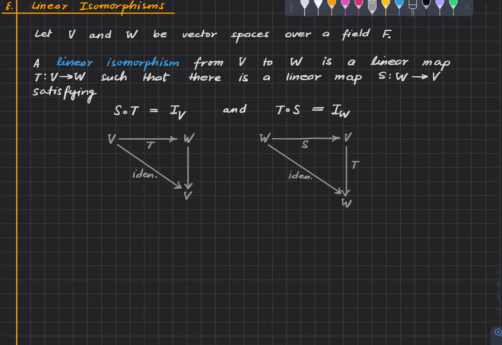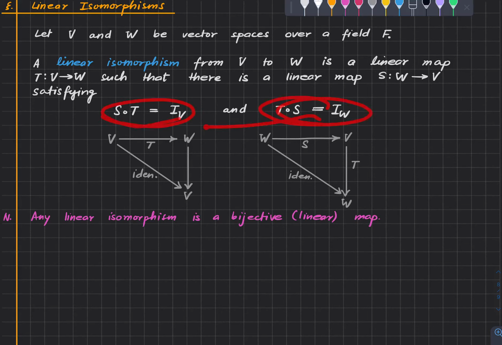So it's unclear what we are trying to capture, but let me say a few more things. First of all, note that any linear isomorphism is a bijective linear map. Why is it a bijection? Well, by definition, these two things force that it is a bijection.